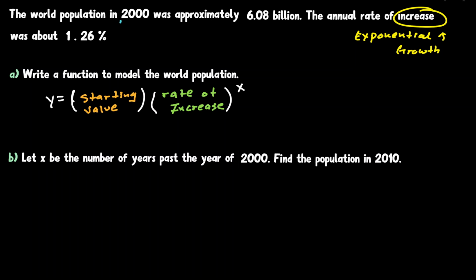Here we can say that the year 2000 is the year zero of our observation. So if this is when we can start observing the population, then we can say that the starting value was approximately 6.08 billion. So let's plug that into our equation. We're going to have y equals 6.08.